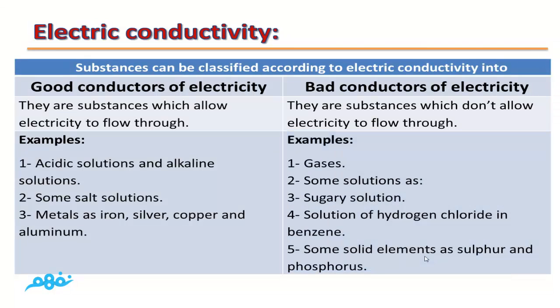Examples for bad conductors of electricity: gases. All gases around us are bad conductors of electricity. Some solutions are bad conductors of electricity, such as sugar solution. Sugary solution, which is sugar dissolved in water, is a bad conductor of electricity. Some salt solutions are good conductors of electricity. Solutions of hydrogen chloride in benzene are bad conductors of electricity. Some solid elements such as sulfur and phosphorus are bad conductors of electricity.